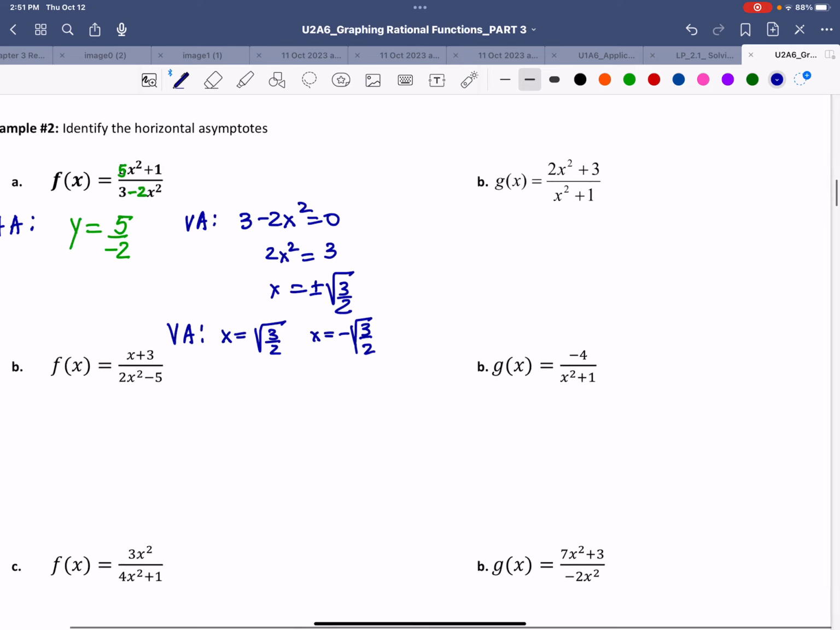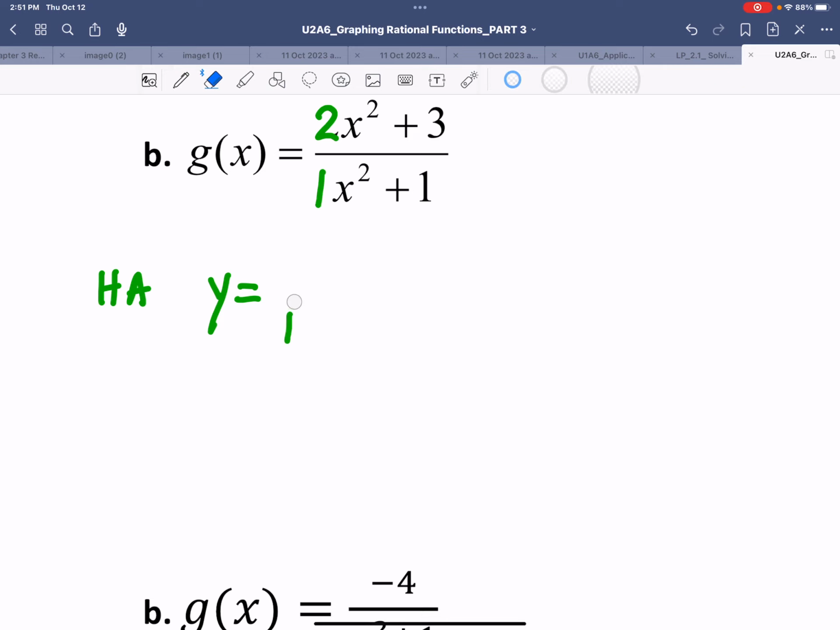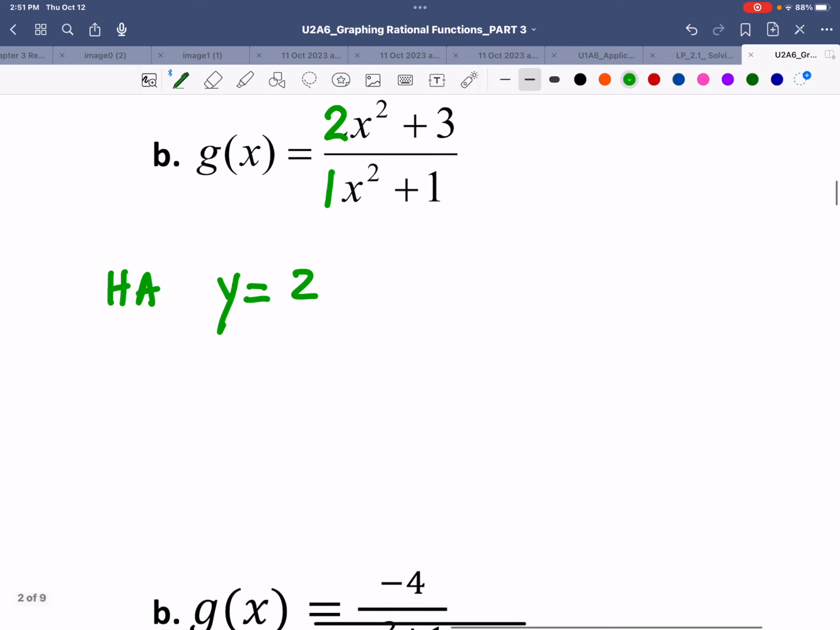Next, we're going to look at example B. So we'll start off with the horizontal asymptote. Again, numerator degree 2, denominator degree 2. So we can easily take the leading coefficients to calculate our horizontal asymptote, which is at 2 over 1, or simply we can say at y equals 2.